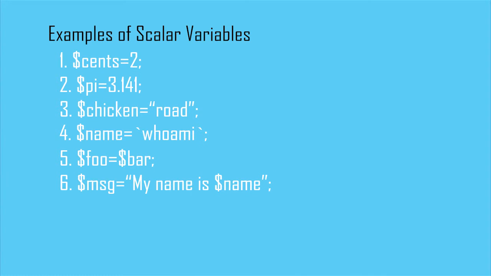Now, another example of scalar variables: the first one called cents, value equals 2. The second one is pi, value equal to 3.14. Another one is chicken, whose value is a string called broad. Another one is name. As you can see, there are many more examples of how to create variables in Perl. In most cases, Perl determines the type of that particular variable, either numeric or string, on its own, and will convert automatically depending on the context of that particular script. For example, if you're printing or doing any other operation like multiplying.